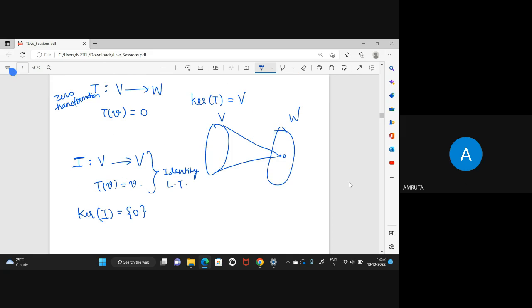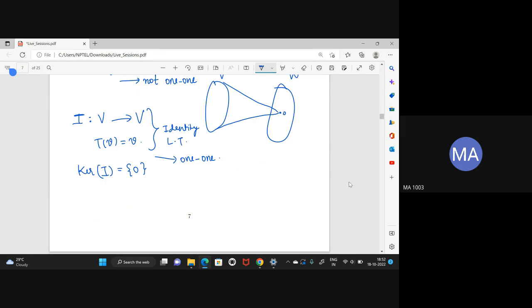So here the kernel is only the 0 vector. So is there something to say about the dimension? Can we say it is 1? No, the dimension is 0. Can you give a basis for the 0 space? No, we cannot give, because there is no linearly independent set that will generate this space. So the dimension of the 0 vector space is taken to be 0.